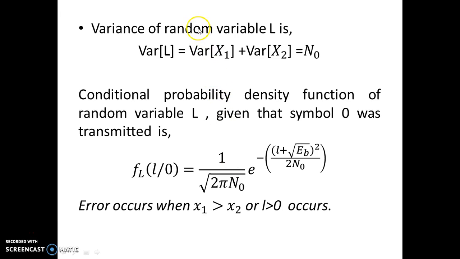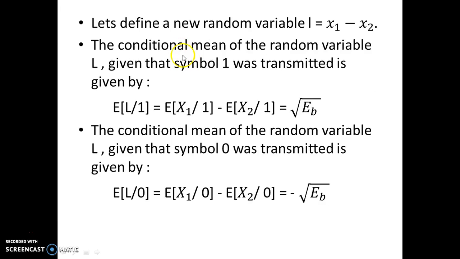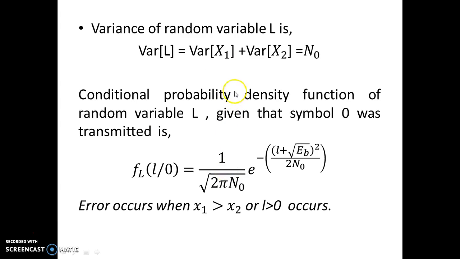Now finding the variance of random variable L. All these results, finding the mean and finding the variance, are derived from the response of the bank of correlators in module 2. In module 2 we had derivations relating to this. Here we have directly taken those results.